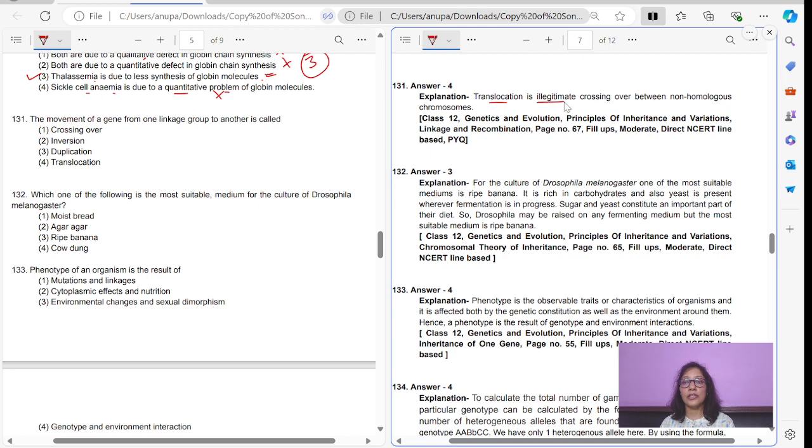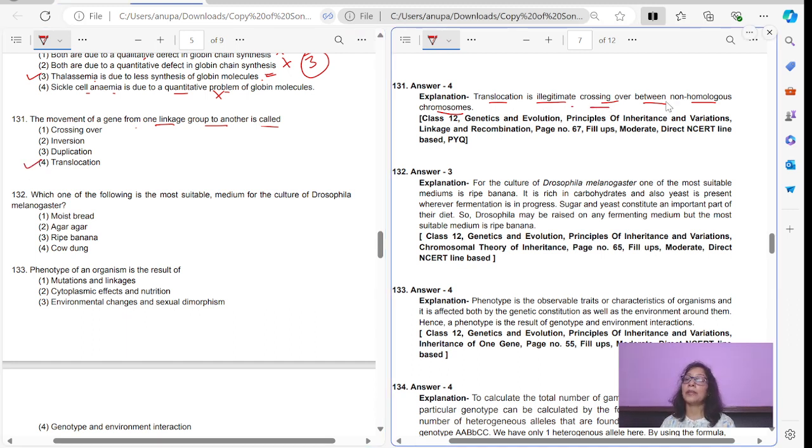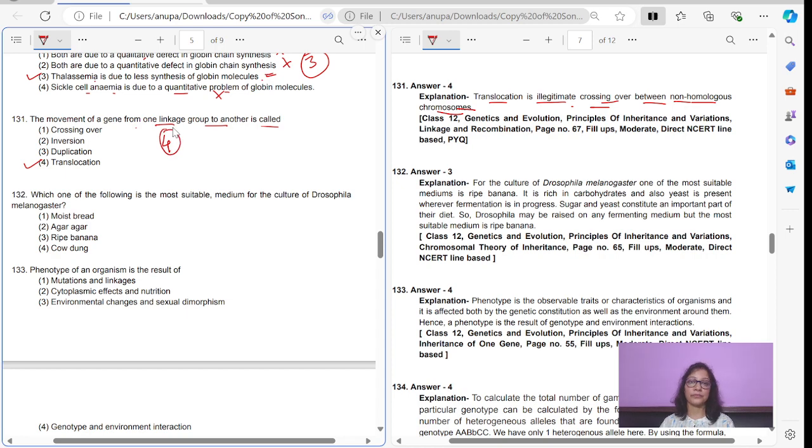Translocation is the illegitimate crossing over between non-homologous chromosomes. Hence, the movement of a gene from one linkage group to another is called translocation because it is an illegitimate crossing over between non-homologous chromosomes. So, the answer for this question will be option number 4.